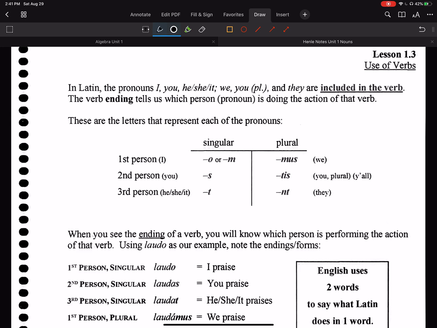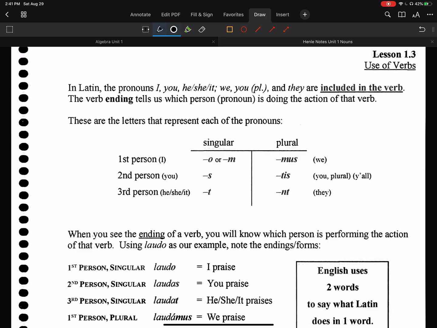Salve discipuli. So today is lesson 1.3, the use of verbs. Now, this is like 3 pages worth of notes. And the funny thing is that you really only need to know two small things. So, Mrs. Grace, Magistra Grace, why are you teaching us all of this stuff then? This is just background information.